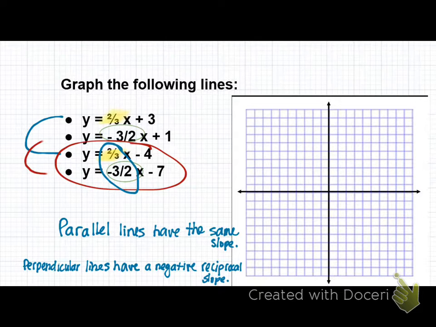Okay, parallel lines have the same slope. And the second statement is perpendicular lines have a negative reciprocal slope. I need both of these statements in your notes, okay? I'll give you 1 minute. Let's pause the video here. Moving forward here.